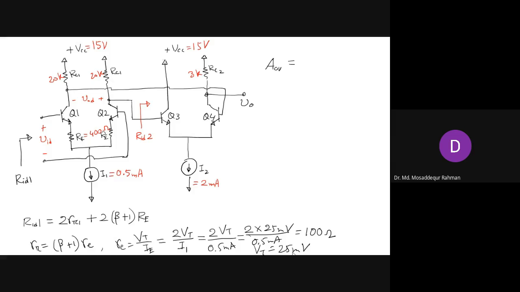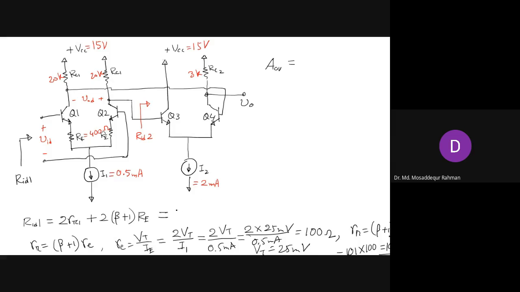So that will be small RE. Then we can calculate the R pi, which is beta plus 1 times RE. Now beta, assuming to be 100, we can take 101 times 100 ohm, and that will give us about 10 kilo ohm, right? 10.1 kilo ohm. So that we can take as just 10 kilo.